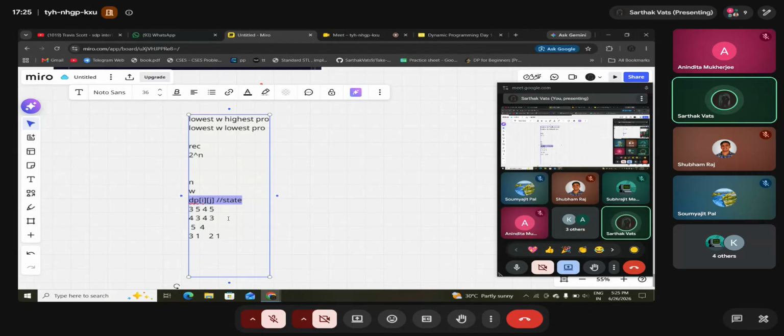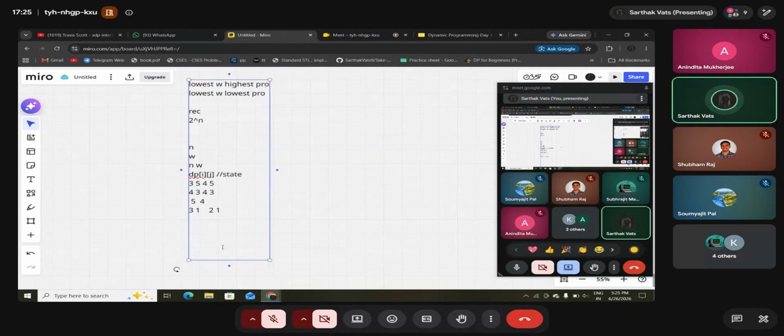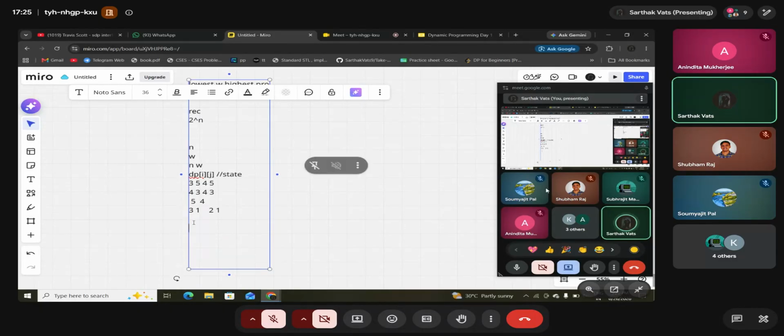I could have also done it in the reverse manner, like at one particular weight, I could have indexed through all of the value array. So either way, there's going to be just a slight difference in the transitions. But in this case, we are going with DP of N W, right? So now, what are the transitions going to be?